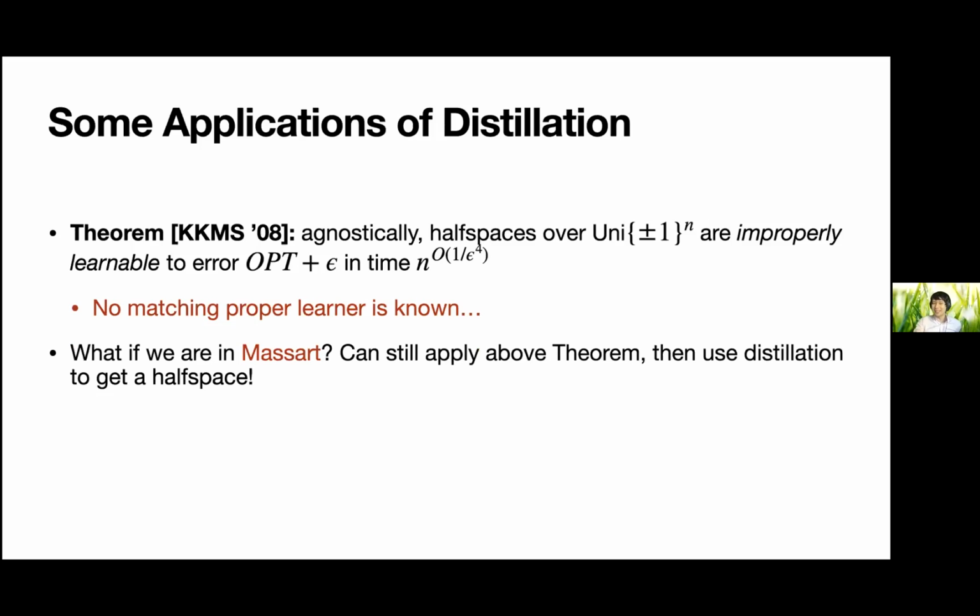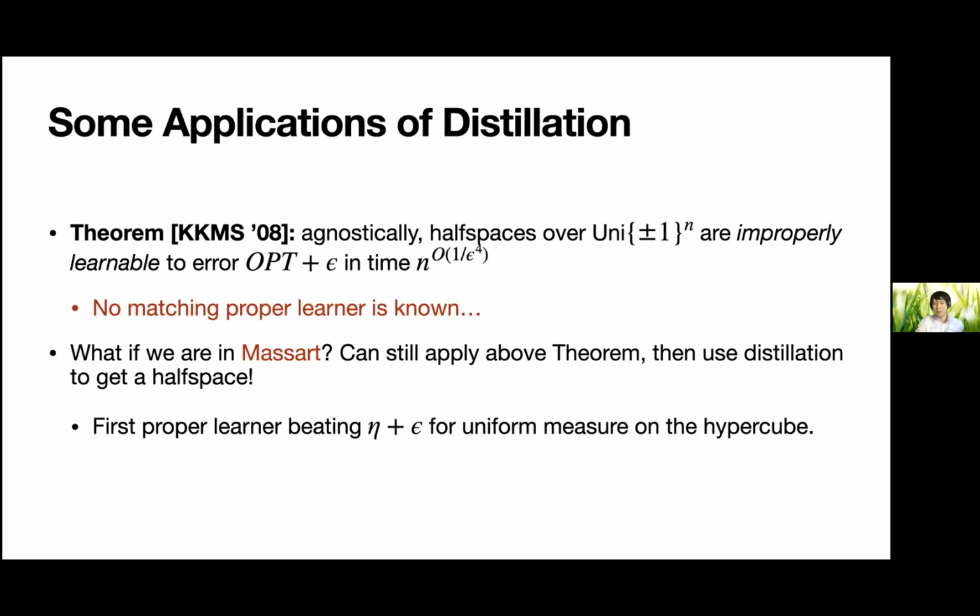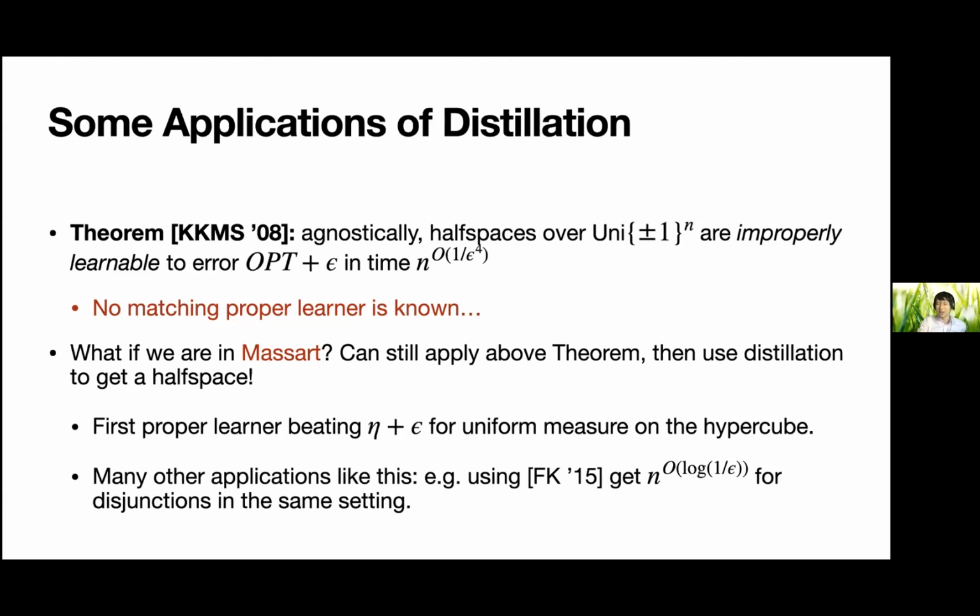Now, suppose we're in the Massart setting. That's a special case of agnostic, so we can still apply that theorem. But now we can actually get to a proper learner, right? Because first we improperly learn, we get a really complicated hypothesis. Then we use the theorem I just showed you based off this minimax game. And at the end, we extract a simple hypothesis, which has error opt plus epsilon. So this is the best result. Well, first, proper learner beating error eta plus epsilon. And I guess the best result we know for learning Massart half spaces in this setting. And there's many other applications, as you can imagine, with similar setups like this, where we first learn a good classifier using a complicated method, then extract a simple one.